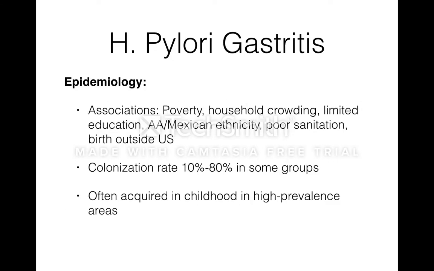So H. pylori infection is associated with poverty, household crowding, limited education, African American or Mexican ethnicity, poor sanitation, and birth outside of the U.S. Colonization rates vary greatly, ranging from less than 10% to more than 80% worldwide, and in high prevalent areas, people will typically acquire it as a child.